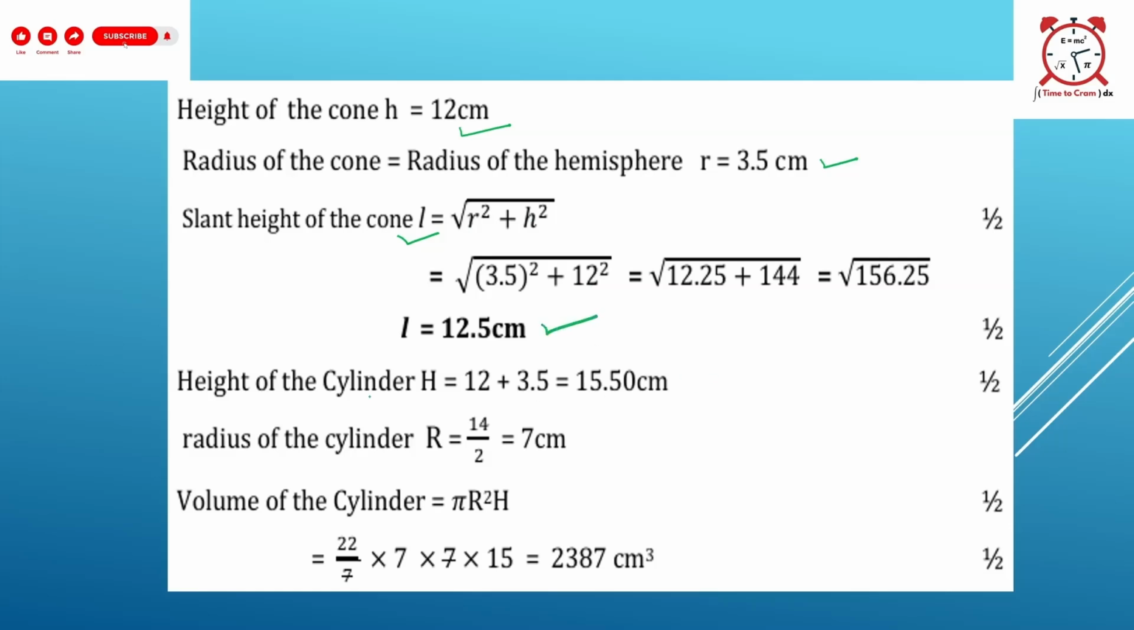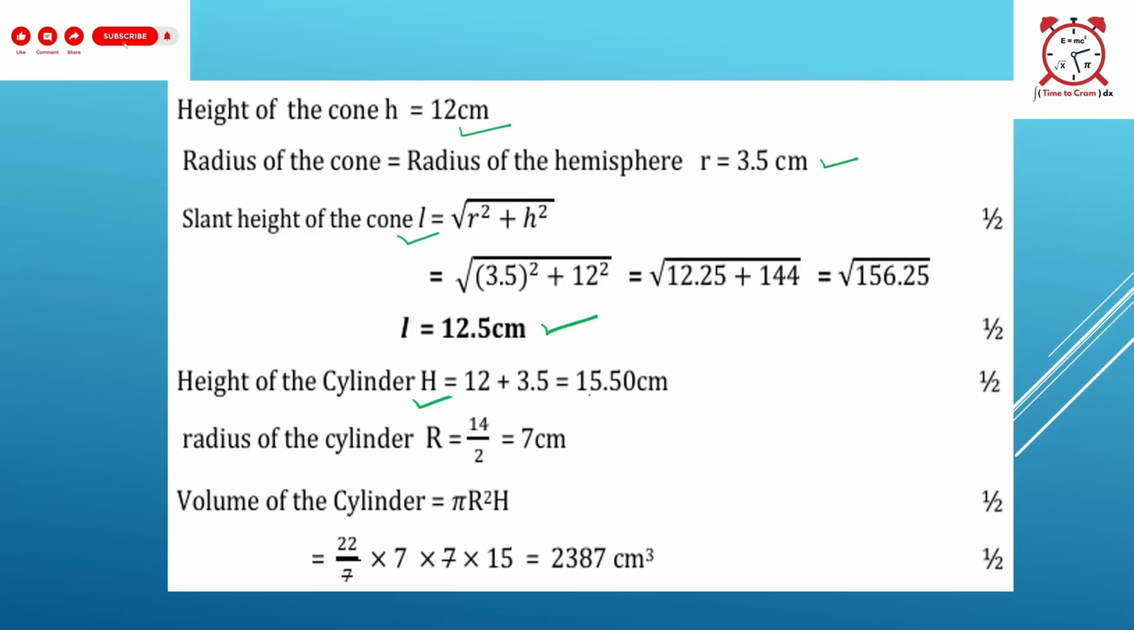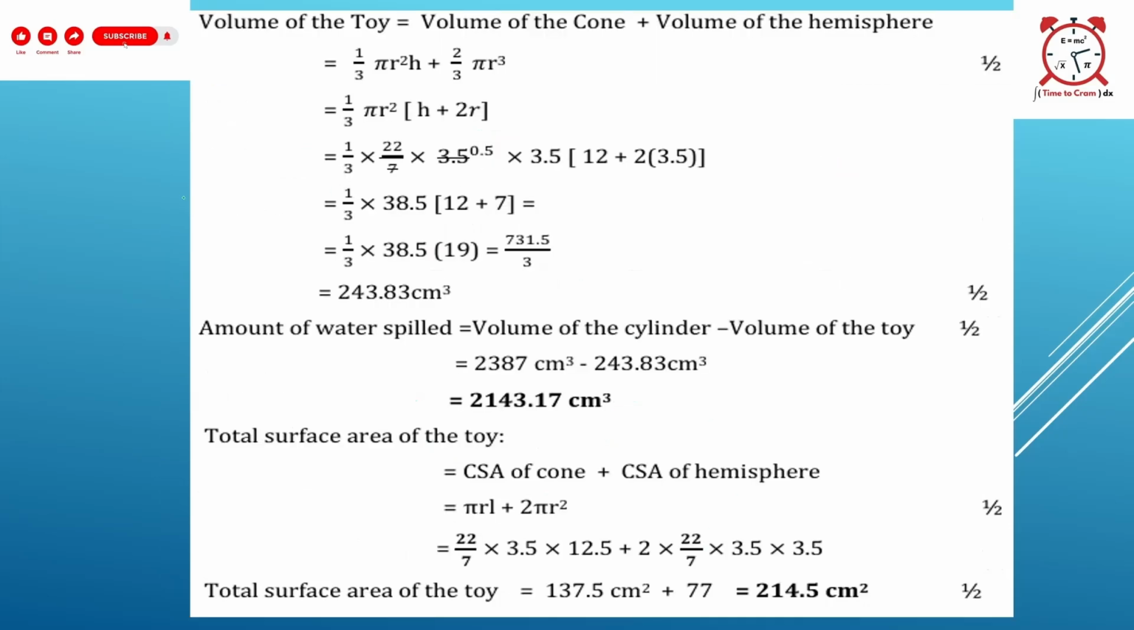Now height of the cylinder we will consider as capital H. You can see that it is the sum of 12 and 3.5. So 12 plus 3.5 is 15.50 cm. Now radius of the cylinder, capital R, diameter was given, so 7 cm. Now volume of the cylinder equals pi r square h, and after keeping the values, 2387 centimeter cube. Now after that we will find the volume of the toy.